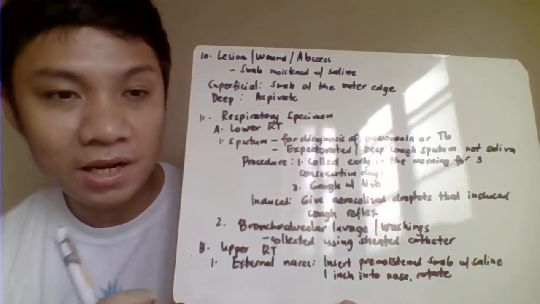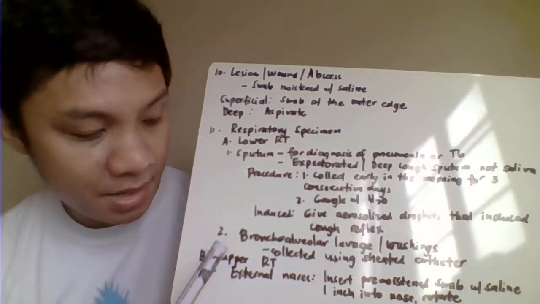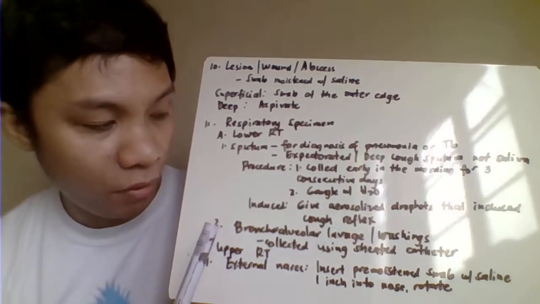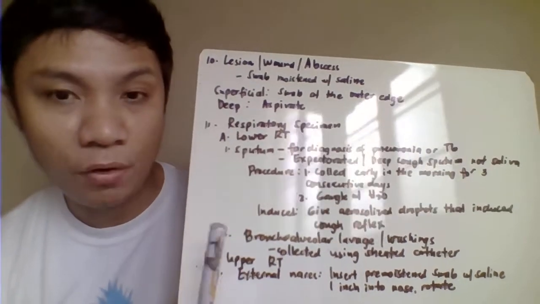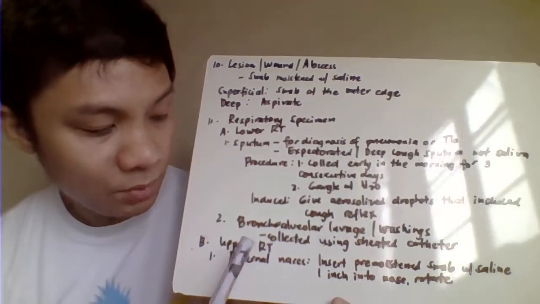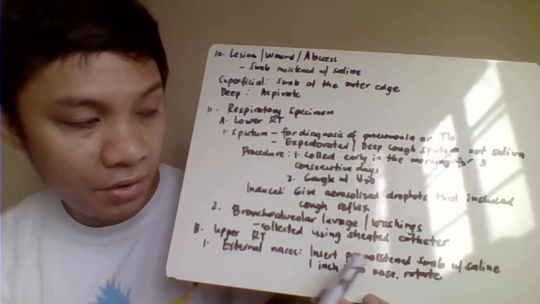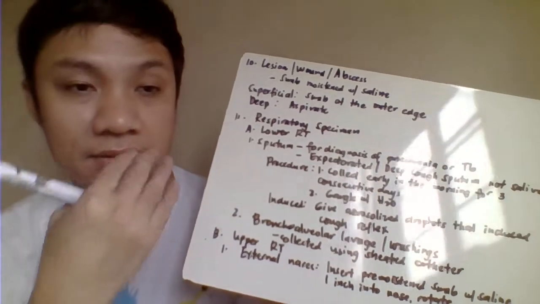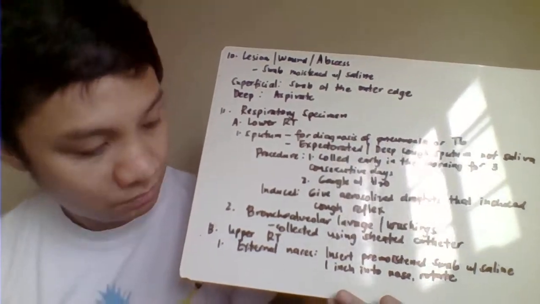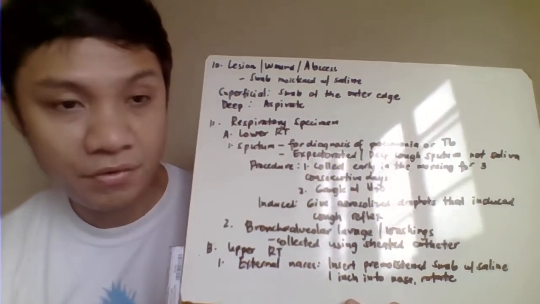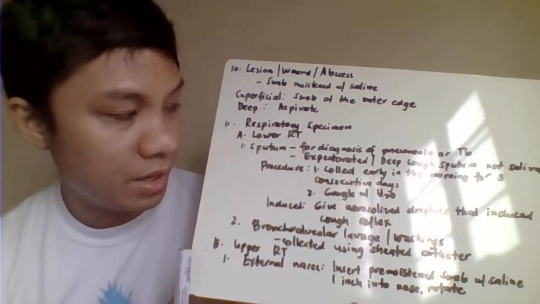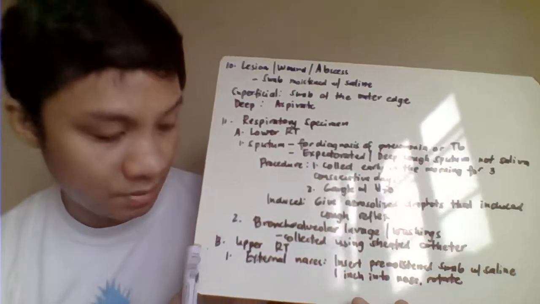Another way of collecting the lower respiratory tract specimen here would be the BAL or the bronchoalveolar lavage or the bronchoalveolar washings. This is collected through a sheathed catheter connected doon, paloob. Okay, so that's for the collection of your lower respiratory tract specimen.